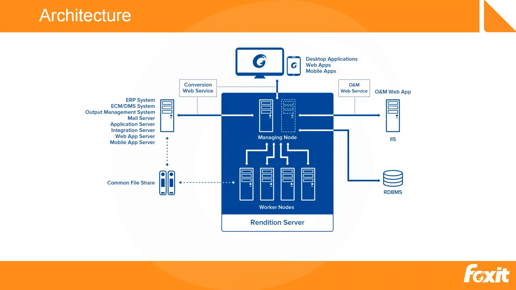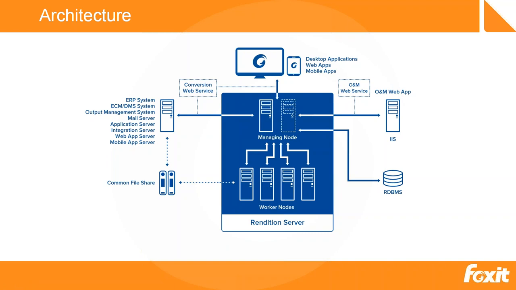So the next is about the architecture. That's the last slide on the technology, mostly the first and the last. So what does a rendition server look like? It's the big blue box in the middle, and a rendition server is normally not one server, but several servers. Servers come in two flavors. We have managing nodes and worker nodes.